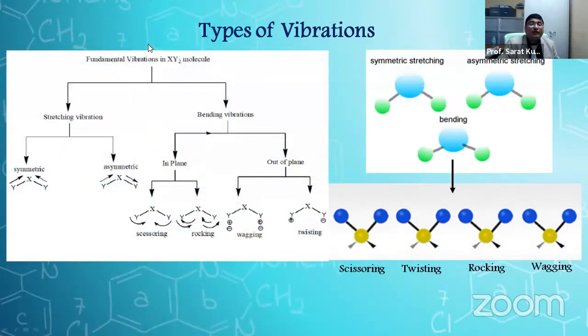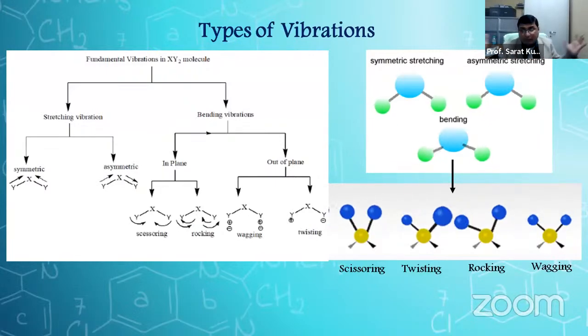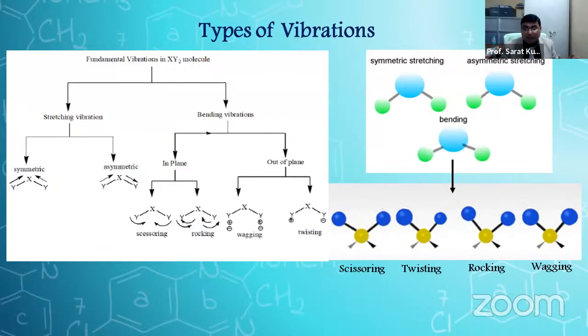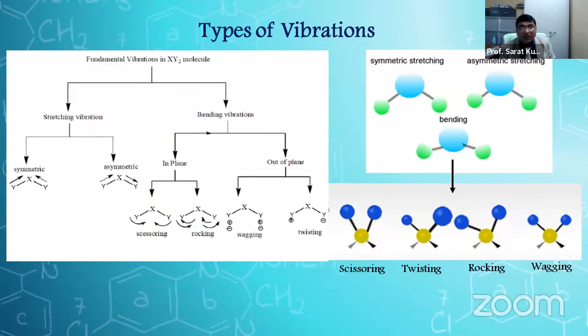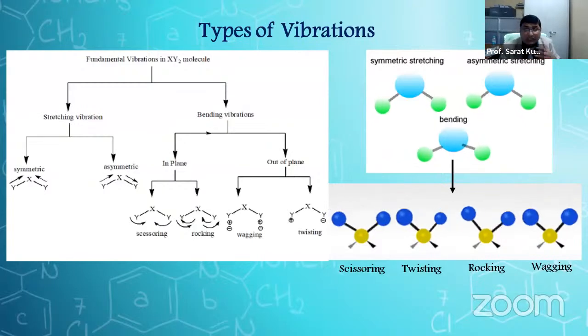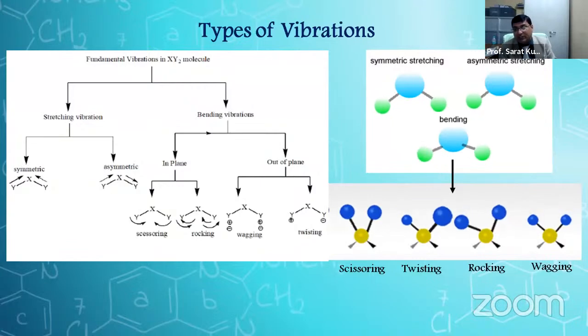Then what is the fundamental? Suppose in an XY2 type molecule, if we think about the possible vibrations, you could say one molecule should give one peak. But why is one molecule giving multiple peaks for the frequency? Why are there so many frequencies? Because of multiple types of vibrations. How do we get multiple types of vibration?